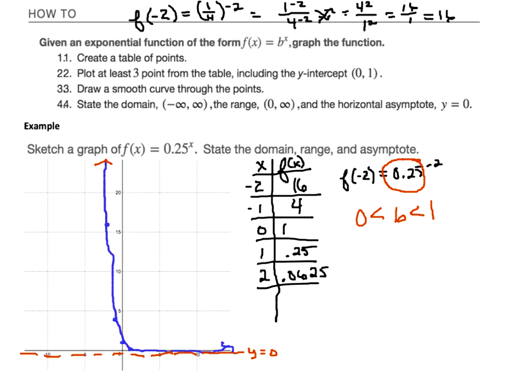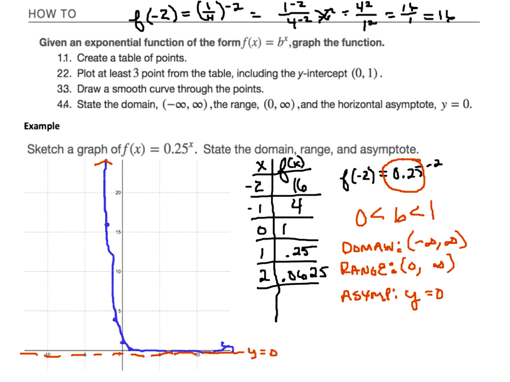It says to state the domain and range. Domain for any exponential function is negative infinity to positive infinity. The range, if I have not done any vertical shifting, will always be 0 through positive infinity, 0 non-inclusive, by the way. And I have a horizontal asymptote at y equals 0.